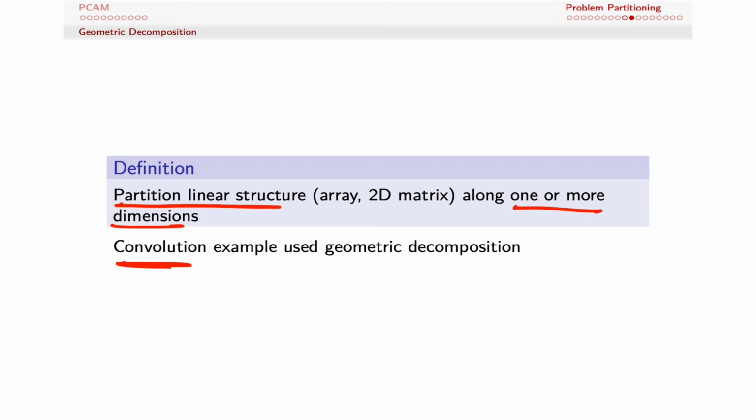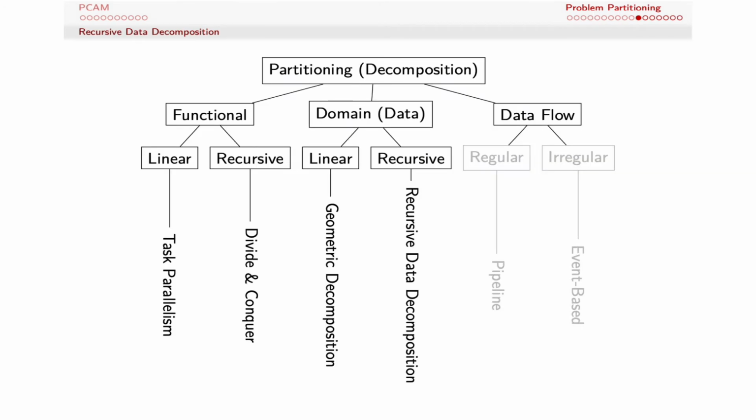So the partitioning, again, is a data decomposition. We're splitting it up in terms of the geometry of the problem. In this case, a 2D array split into smaller 2D arrays, which were given to each of the processors. And finally, let's look at recursive data decomposition.